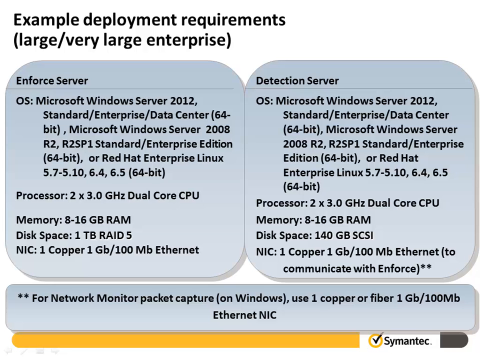For detection server requirements, the operating systems, processors and memory are the same. The disk space is much smaller. Nothing is permanently stored on a detection server. And just be aware of the network interface, one copper, 1 gigabit, 100 megabit Ethernet to communicate with the Enforce server. If the detection server is a network monitor server, an additional network interface will be required, and we do support high performance network interface cards.